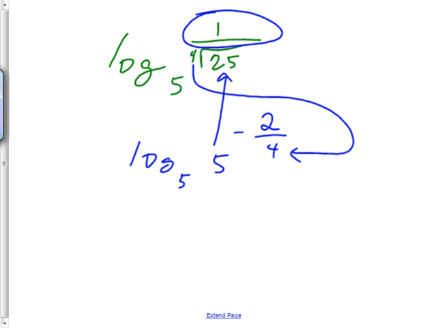Could you reduce that? Of course you could. Negative what? Yeah. Any other questions on that one? All right. Then, let's move up to this kind.